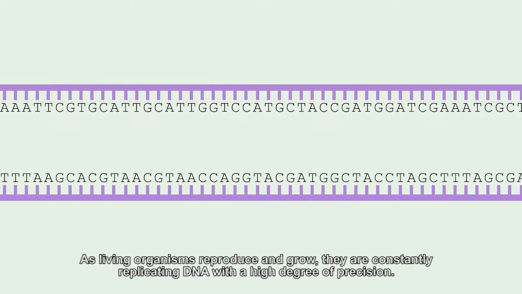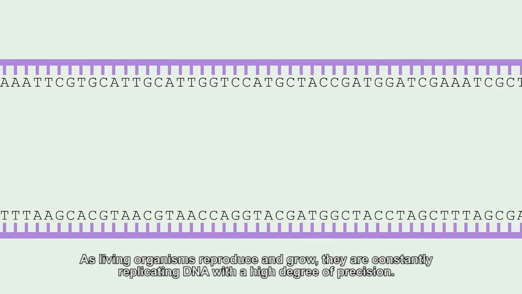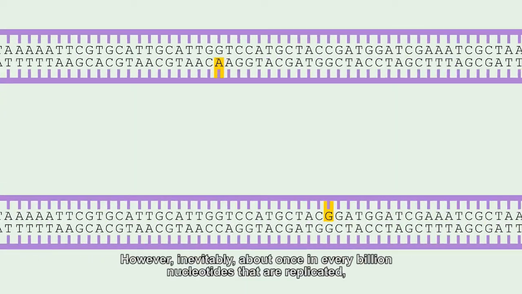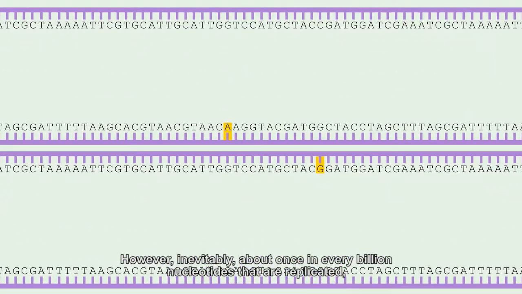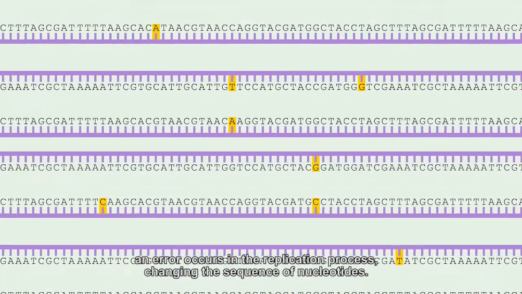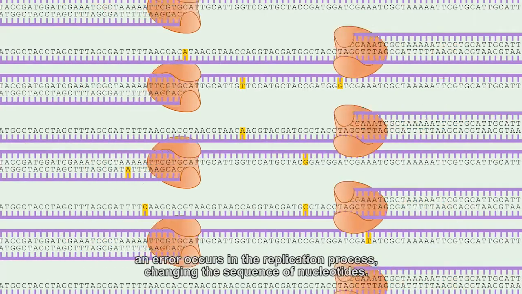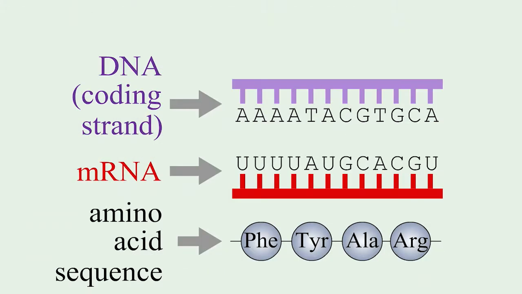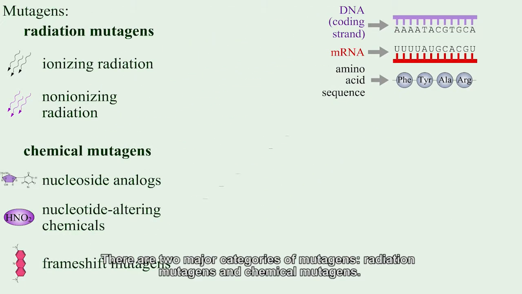As living organisms reproduce and grow, they're constantly replicating DNA with a high degree of precision. However, inevitably, about once in every billion nucleotides that are replicated, an error occurs in the replication process, changing the sequence of nucleotides. Chemicals called mutagens can increase the chance of such mistakes. There are two major categories of mutagens: radiation mutagens and chemical mutagens.